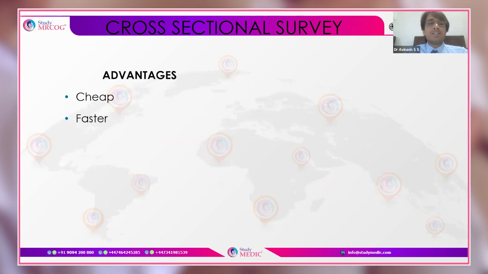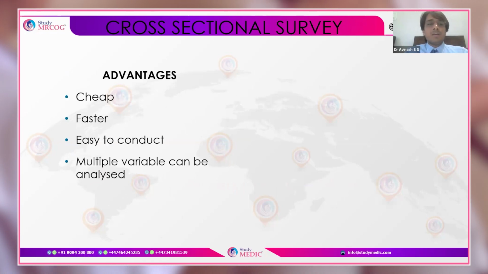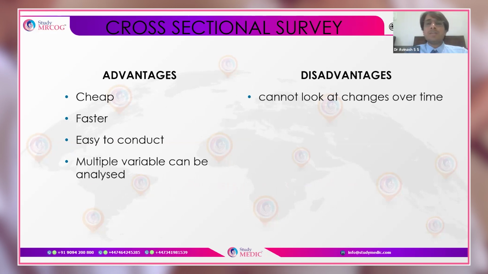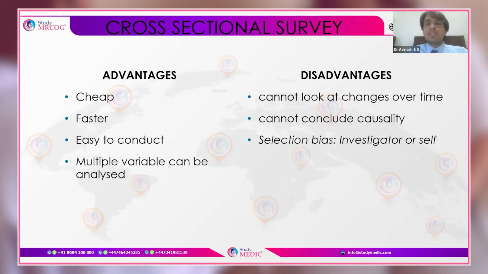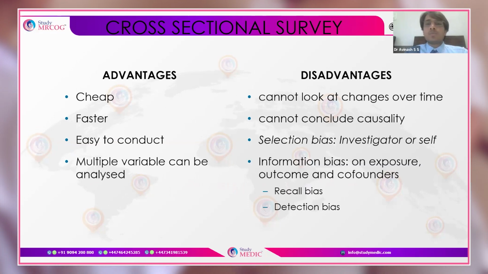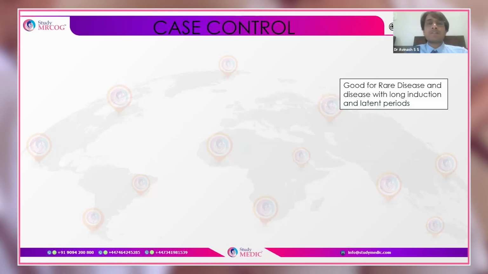The advantages are that it is cheap, faster, easy to conduct. Multiple variables can be analyzed. The disadvantage is it cannot look at the changes over time. It cannot conclude the causality. There is always a selection bias. That is, the investigator can choose to select the cases which may be favorable to this hypothesis. And there may be information bias also. They may fail to recall, and there may be detection bias also because of the inability to find the risk factor. And there are confounders. These are the risk factors.